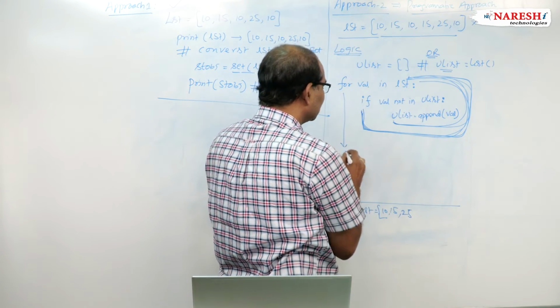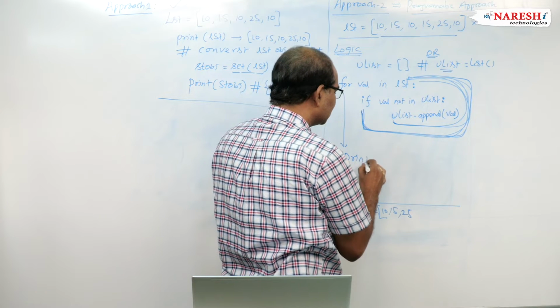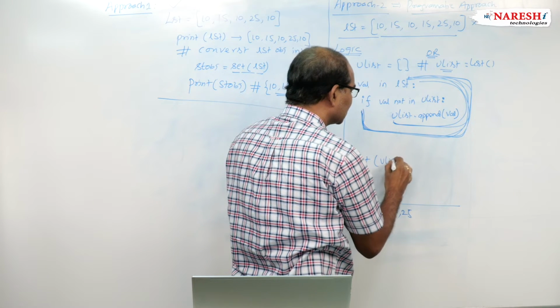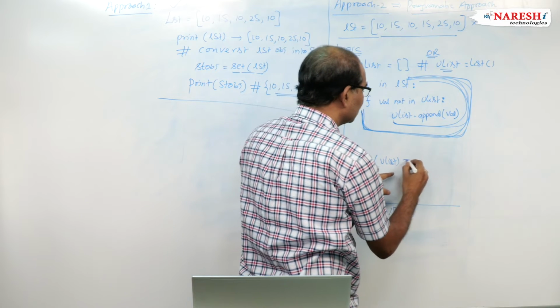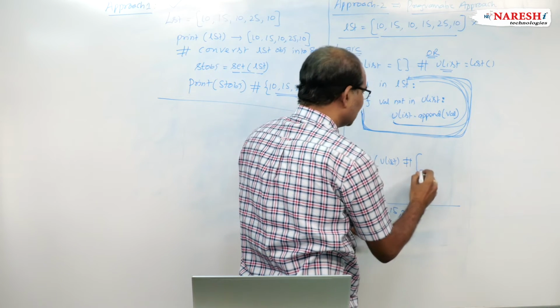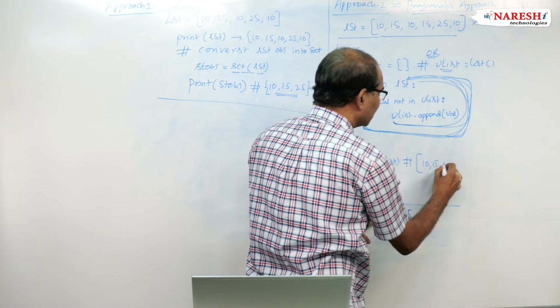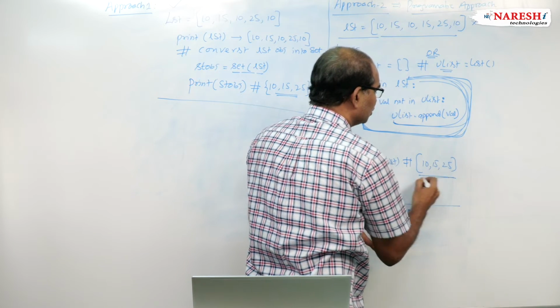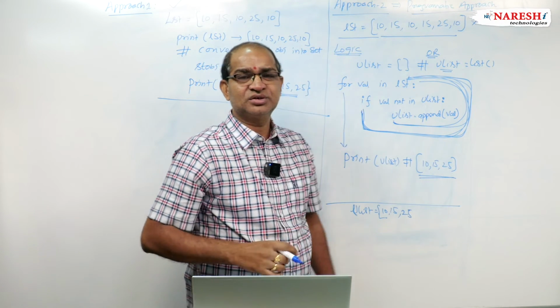It will come out of that and simply print what here? ULST, which is going to give you the result as what? The elements 10, 15 and then 25. These are the unique elements or duplicate elements.